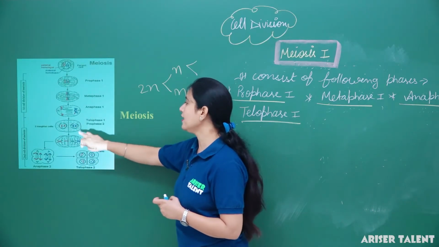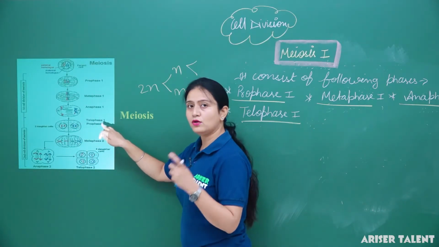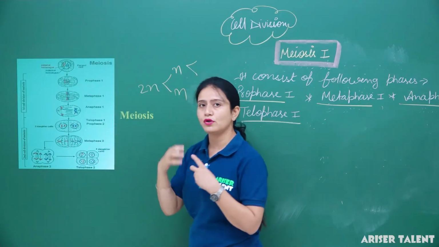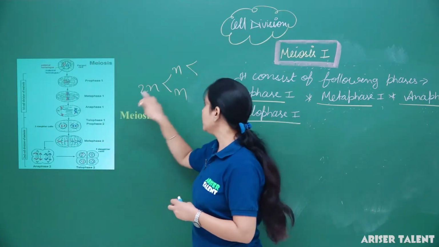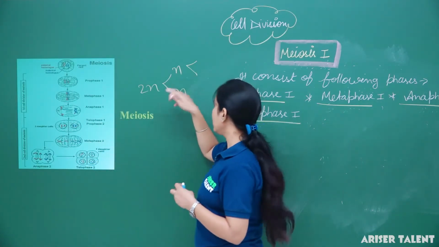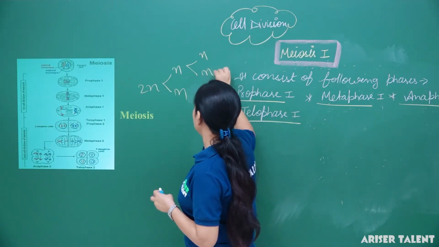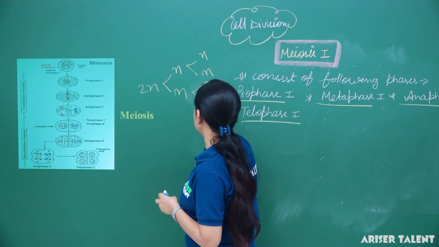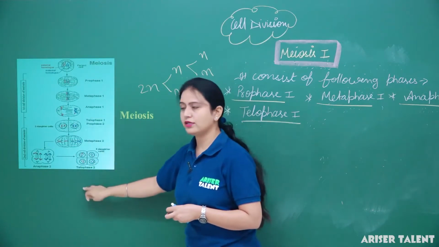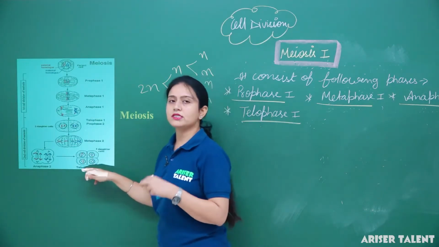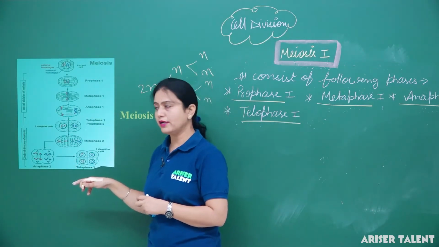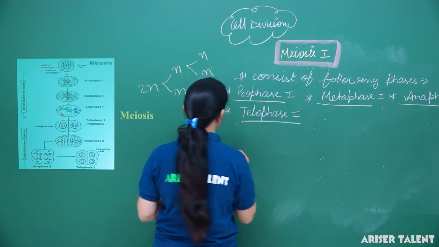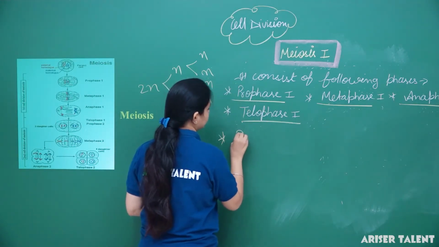This is the reason I told you that telophase 1 gets over here as well as prophase 2 starts from here only, where the haploid cell will again divide and form new daughter cells which are haploid in nature. Clear? So, meiosis 2 is the same as mitosis. Clear? Now, first of all we will talk about prophase 1.